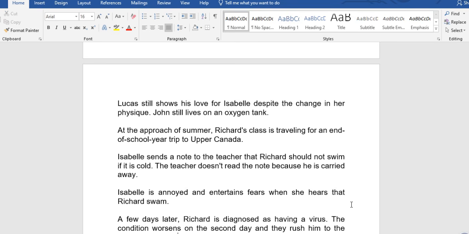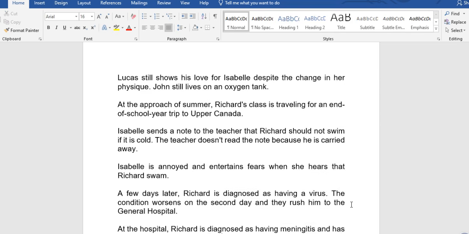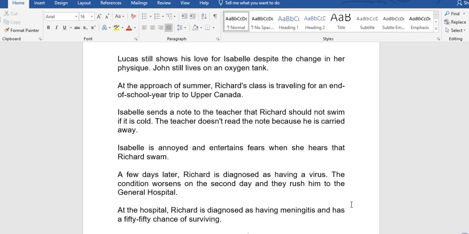At the approach of summer, Richard's class is traveling for an end-of-school year trip to Canada. Isabel sends a note to the teacher that if it is cold, Richard should not be allowed to swim. The teacher doesn't read the note because he is carried away. Isabel is annoyed and fearful when she hears that Richard swam after the trip.